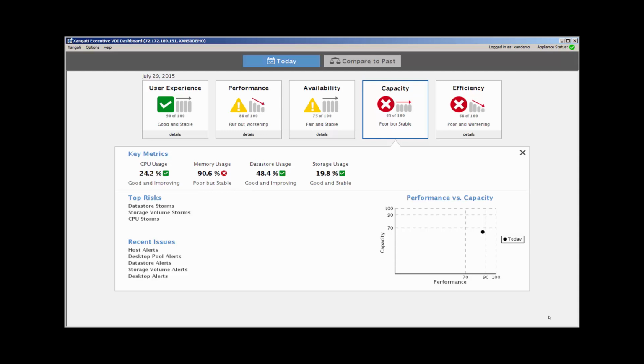CPU usage, overall, we're only using 24% of the CPU capability that we have. But memory is something we might want to think about, adding some more memory to some of our hosts, because that's pretty much up against the wall, for instance.